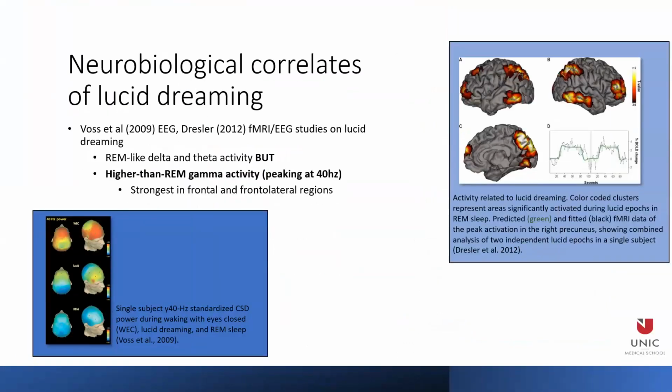So we have the phenomenological profile of lucid dreaming, but what is the neurobiological profile? EEG and fMRI-EEG studies have shown that lucid dreams have similar REM-like delta and theta activity, but higher than REM gamma activity, peaking at 40 hertz in the frontal and frontotemporal regions of the brain. This activation of the frontal areas is thought to explain the increased consciousness and cognitive ability experienced by lucid dreamers.